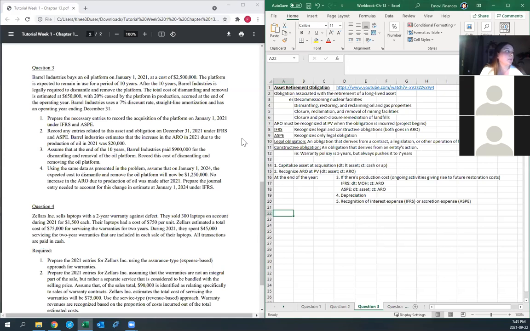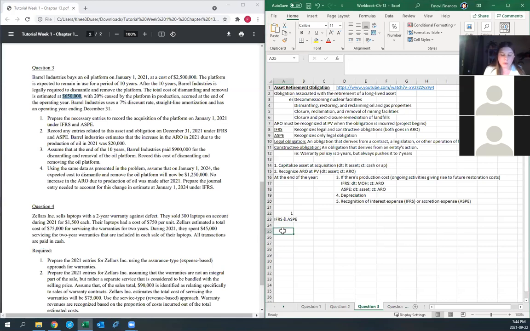The first requirement is to prepare the necessary entries to record the acquisition of the platform on January 1st, 2021 under IFRS and ASPE. So first thing we have to do, it's the same transaction for both IFRS and ASPE. There's no changes. You're going to have to record the purchase of the oil platform asset, and you're going to have to recognize the ARO, which is the $650,000, the estimation of the cost of removing the oil platform when the project is due.